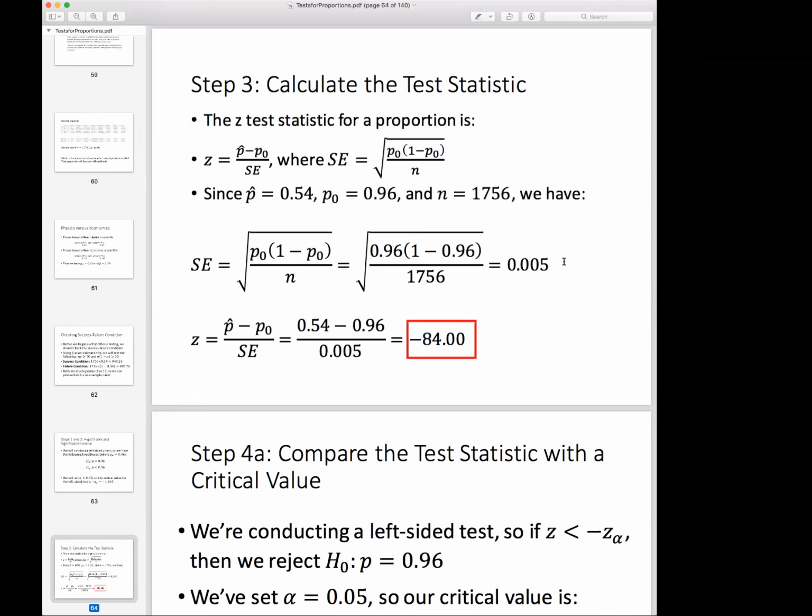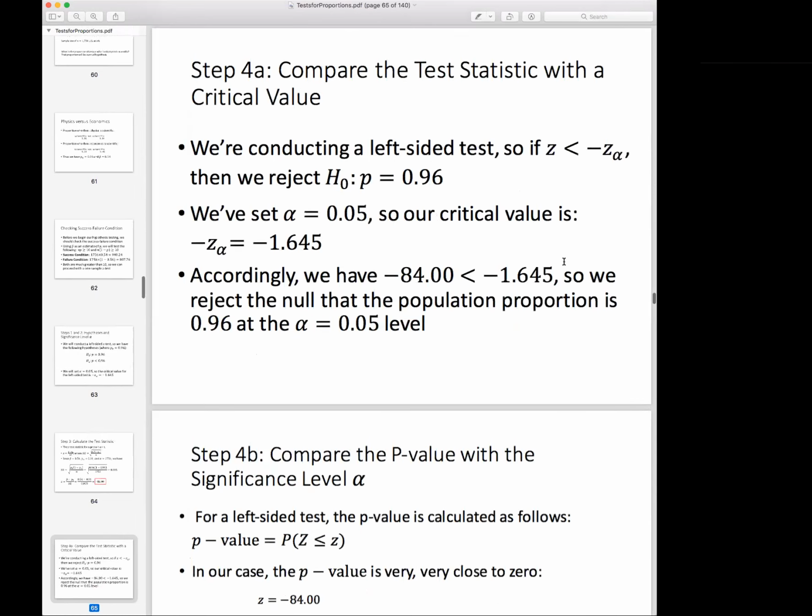The z test statistic for the proportion will be p hat minus p naught over the standard error, where p hat is equal to 0.54, p naught is equal to 0.96, and we know that our sample size is 1,756. We find that the standard error will be 0.005, and that our z test statistic will be equal to negative 84. Since negative 84 is much smaller than negative 1.645, it's a very significant value again, and we will reject our null hypothesis and conclude with the alternate hypothesis.